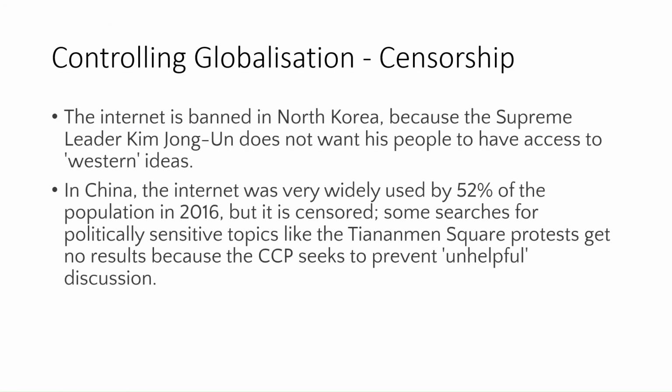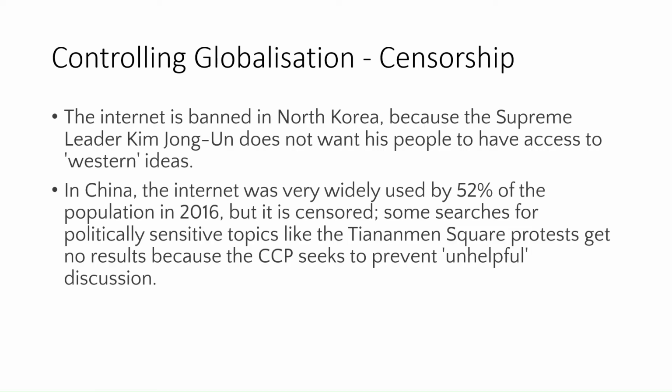So let's talk about censorship first and how this controls globalization. The internet is banned in North Korea because Kim Jong Un does not want his people to have access to Western ideas. That's an example. He doesn't want the Western ideology to spread. And also in China, the internet is very widely used by 52% of the population in 2016, but it is censored.